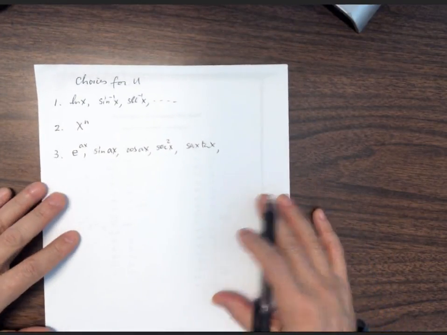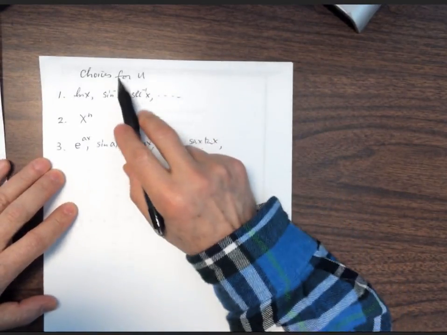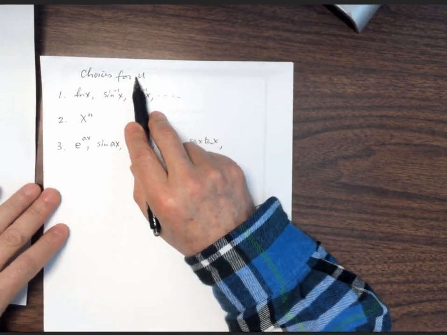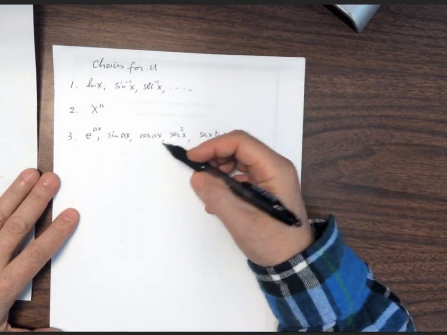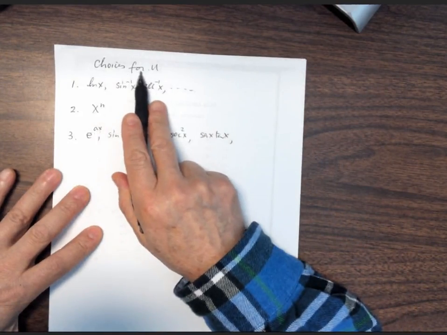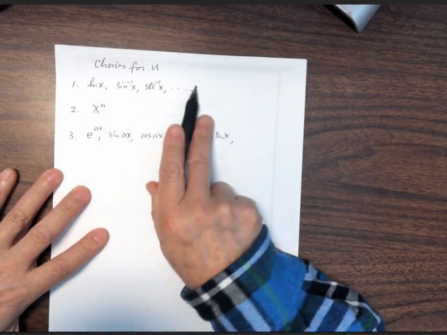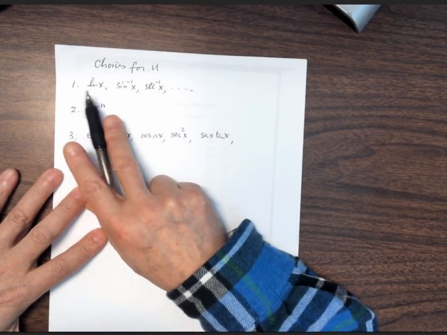Well, here I prepared a list of choices for you. Let me first read the list and then tie this to what I was explaining. So you want to choose your u following this order. Given an integral, you look for log. Log is bad.